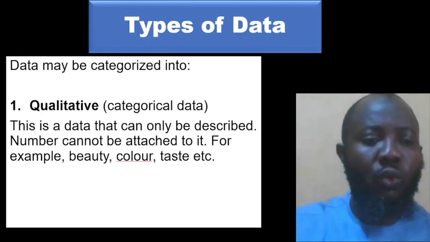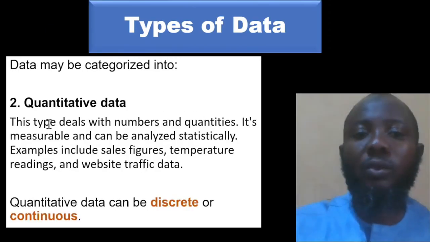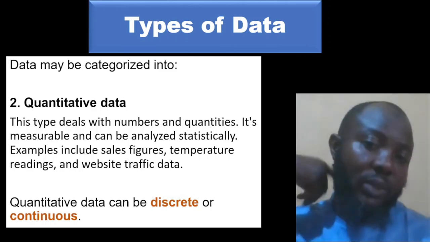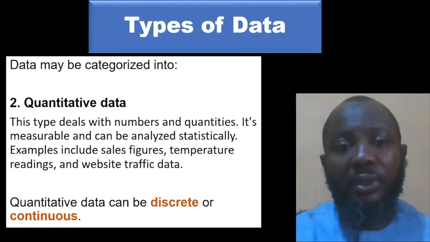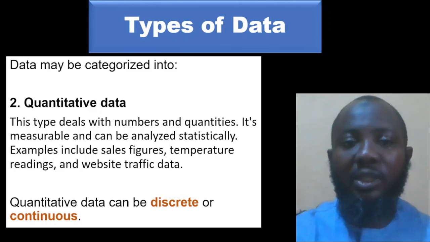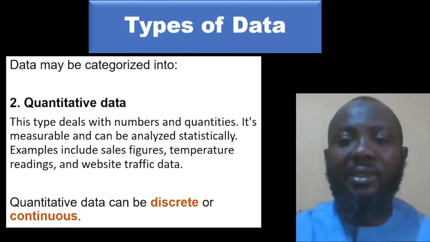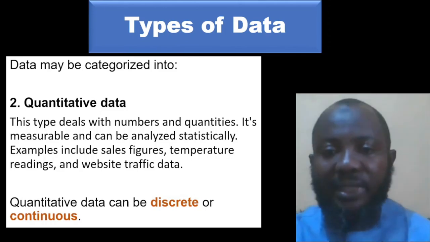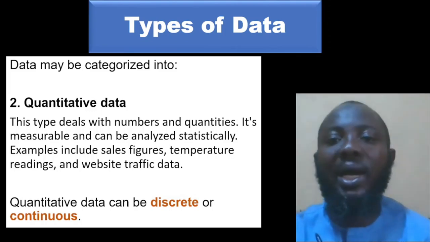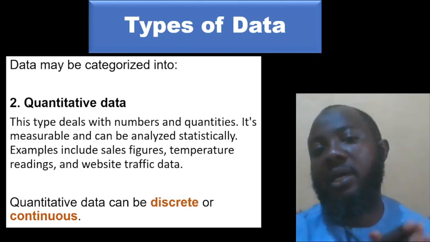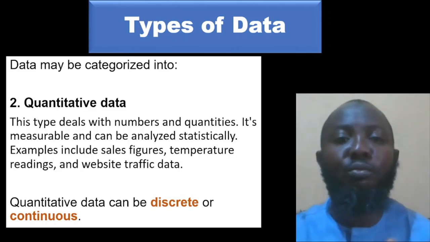All right. So another one is quantitative data. Quantitative data, from the name, means data that we can attach numbers to. This type deals with numbers and quantities, is measurable and can be analyzed statistically. So this is the one that we'll be dealing with most of the time when we hear about statistics. We look at quantitative data, not qualitative. Not that we cannot analyze qualitative, but most of our work will be mostly on what?